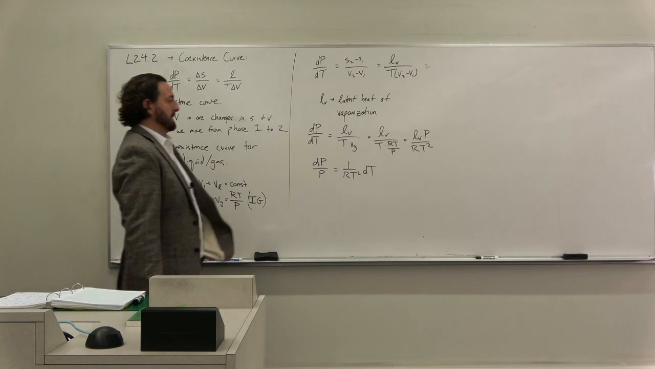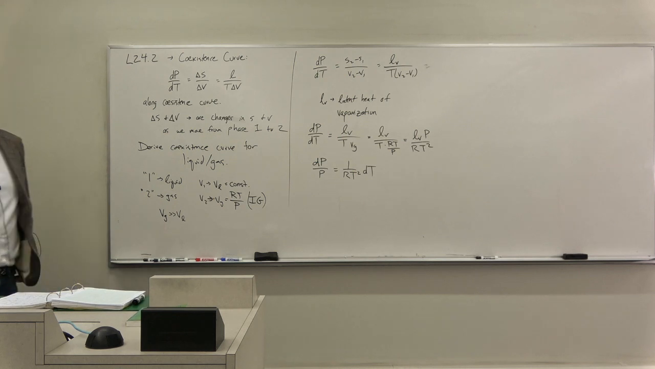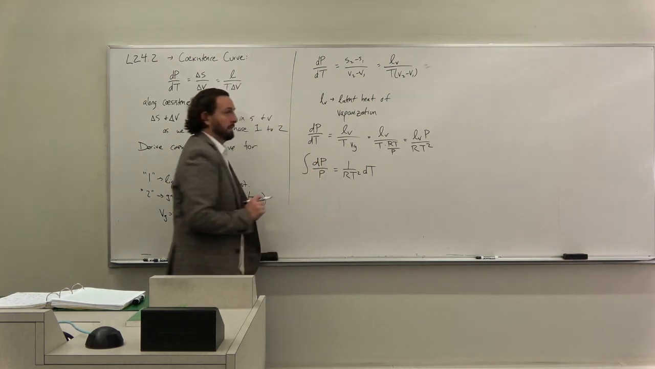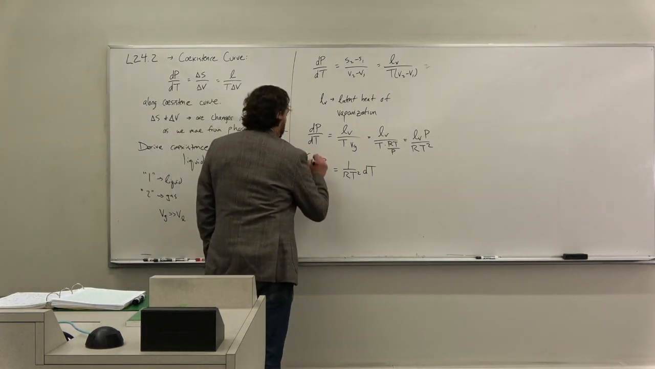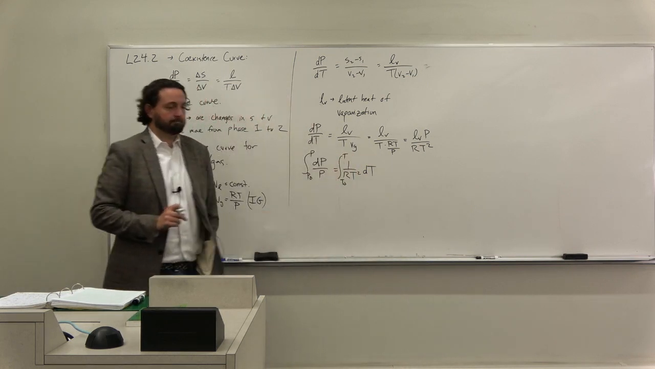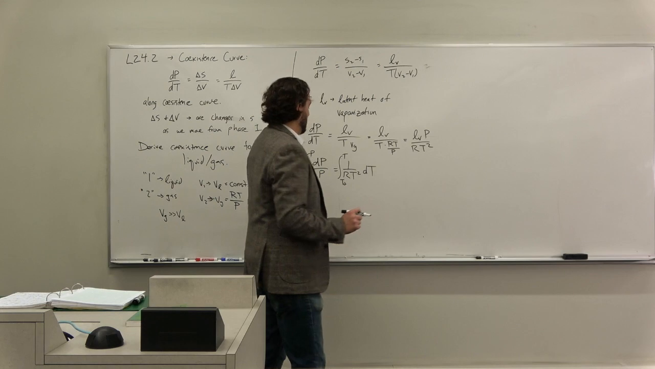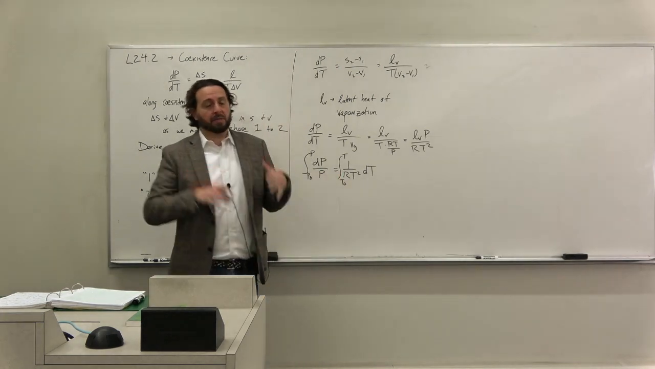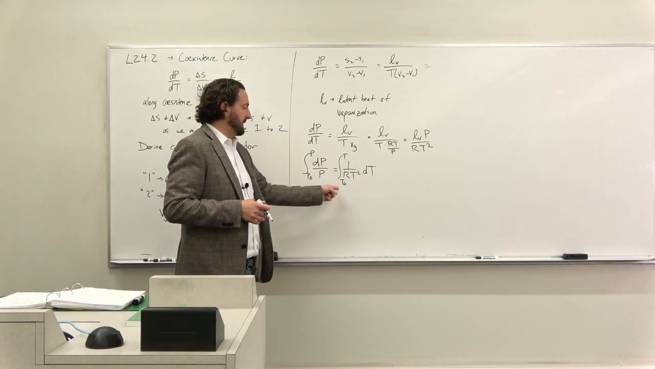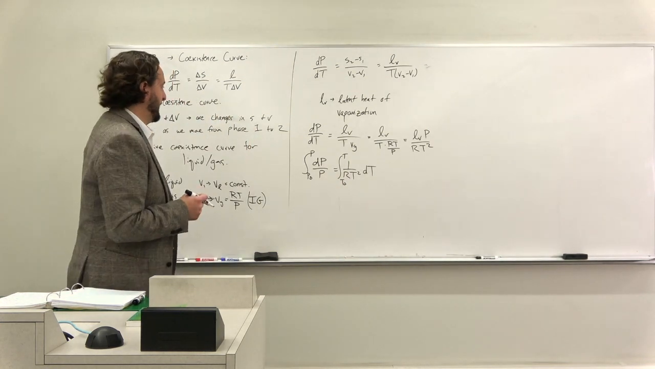Okay, so now let's integrate to find how that pressure depends on the temperature, to find the equation for our coexistence curve. Let's just integrate from some arbitrary initial pressure to some final pressure, and some initial temperature to some final temperature. We might as well imagine P0 and T0 to be fixed points, like we knew for 1 atmosphere, it was 100 degrees C, right?